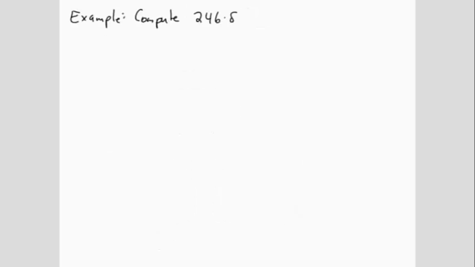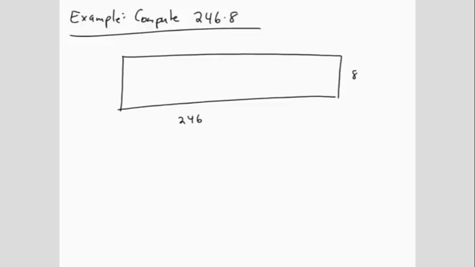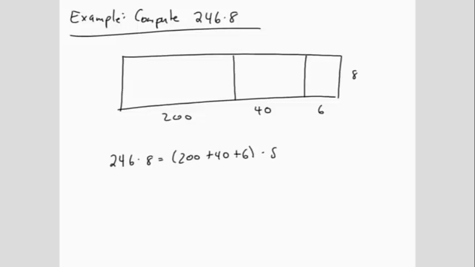Example, compute 246 times 8. It should not be hard to generalize this idea to three-digit numbers. Instead of breaking the grid into two parts, we will break it into three parts, 200 plus 40 plus 6. 246 times 8 is equal to 200 plus 40 plus 6 times 8. Then we calculate the number of boxes in each grid, 200 times 8, plus 40 times 8, plus 6 times 8.